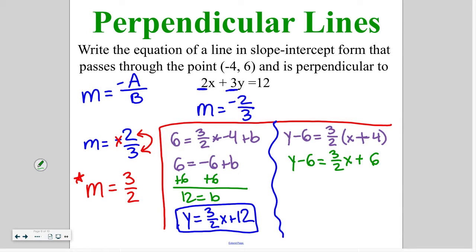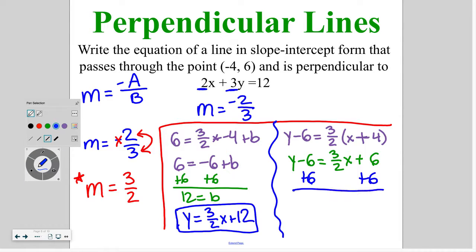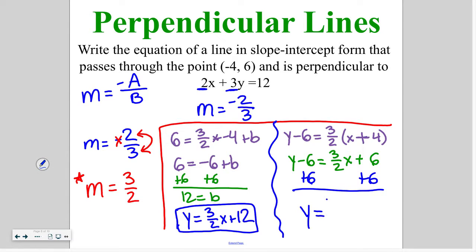To finish solving this problem, I'm going to end up adding 6 to both sides. Again, giving me the final answer of y is equal to 3/2 x plus 12. Whichever option works best for you, slope-intercept or point-slope, please do that one.